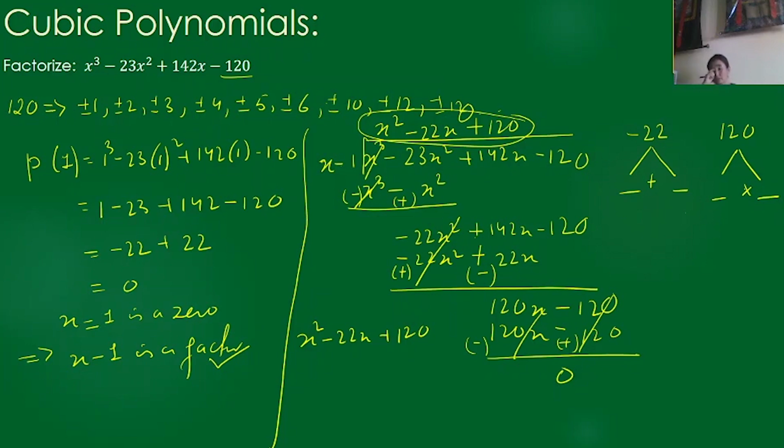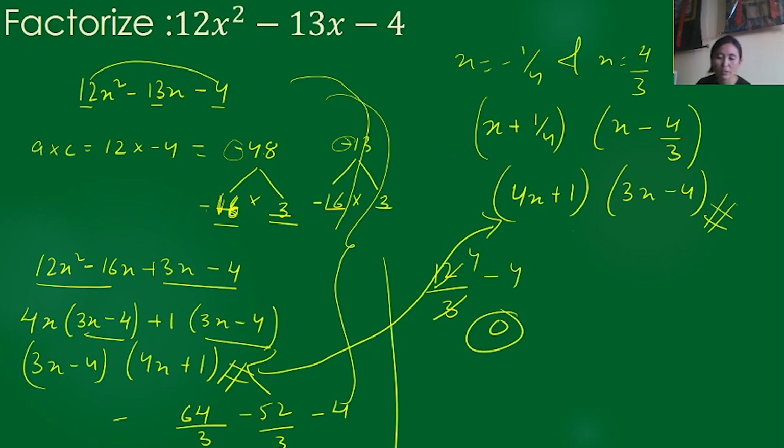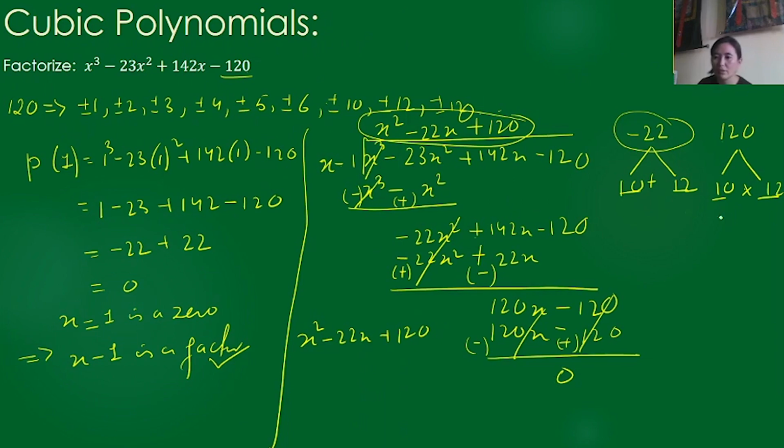So you'll have 10 into 12. 10 plus 12 is 22, and 10 into 12 is 120. But the problem here is we have a negative sign here. Since the constant term is positive, and we have minus in the middle term, minus into plus gives minus. So you have to take both the numbers negative.